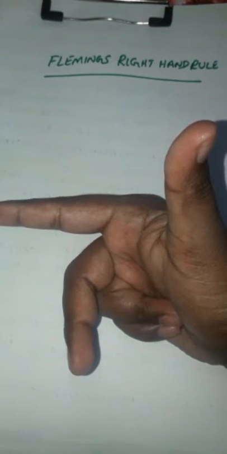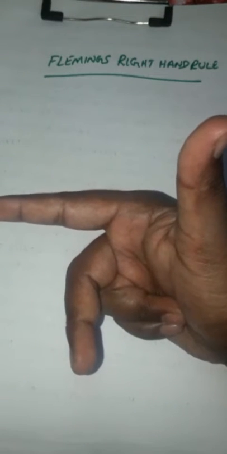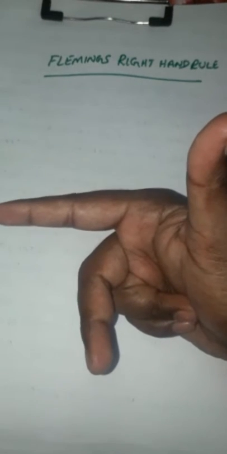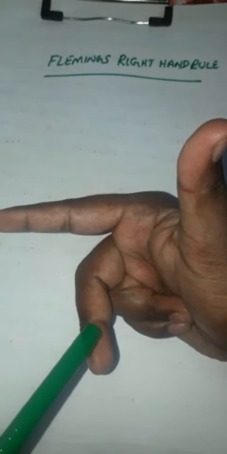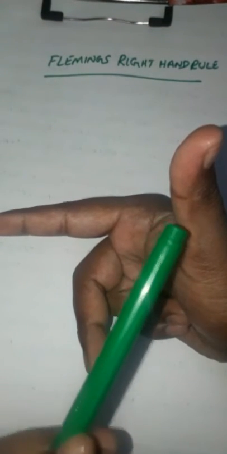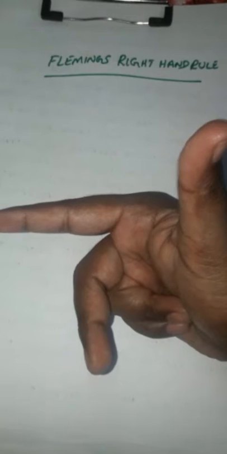Fleming's right hand rule states that if you stretch your forefinger, middle finger, and thumb mutually perpendicular, the forefinger indicates the direction of the magnetic field, the middle finger indicates the direction of the induced current, and the thumb indicates the direction of motion of the conductor.